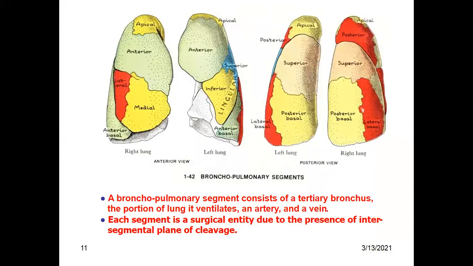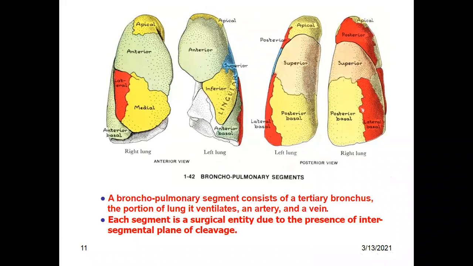Now, each lung consists of a number of segments. On the right side, the right lung consists of 10 segments, and on the left side, the left lung consists of 9 segments. The bronchopulmonary segment is the structural unit of the lung, which consists of a pyramidal piece of lung parenchyma. The base of the pyramid is located peripherally, while the apex of the pyramid is located towards the apex or the center or the hilum of the lung.